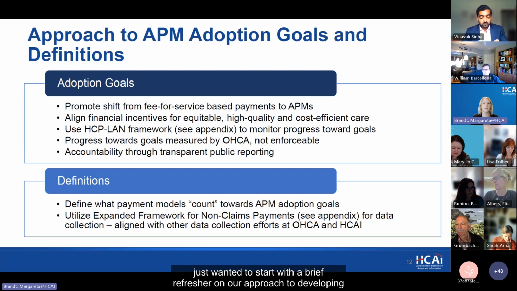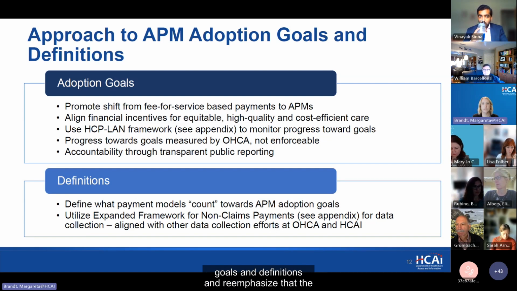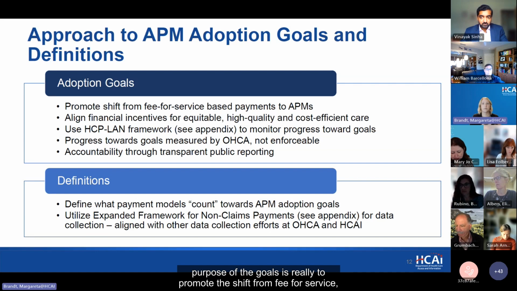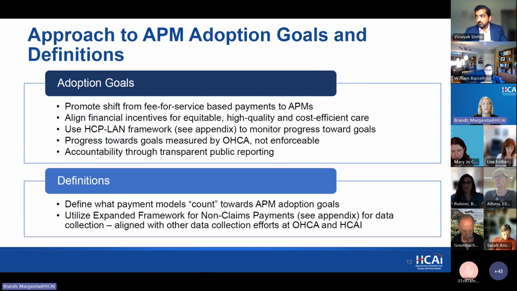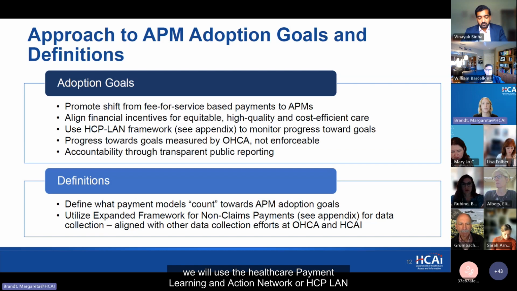Again, here just wanted to start with a brief refresher on our approach to developing goals and definitions, and re-emphasize that the purpose of the goals is really to promote the shift from fee-for-service based payments to alternative payment models and better align financial incentives for equitable, high quality, cost-efficient care. And as we've discussed in previous meetings, we will use the Healthcare Payment Learning and Action Network, or HCP LAN framework, to monitor our progress towards increased adoption of APMs.